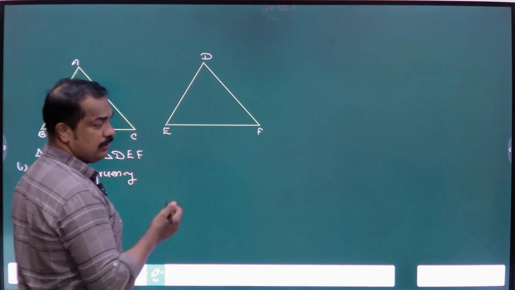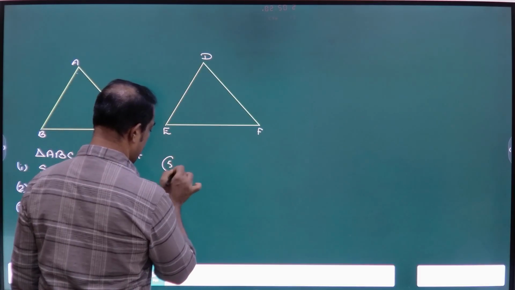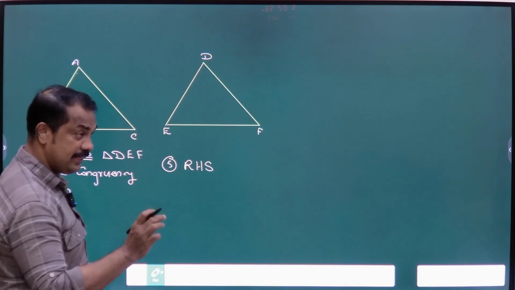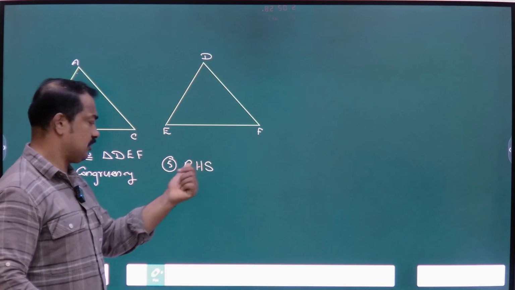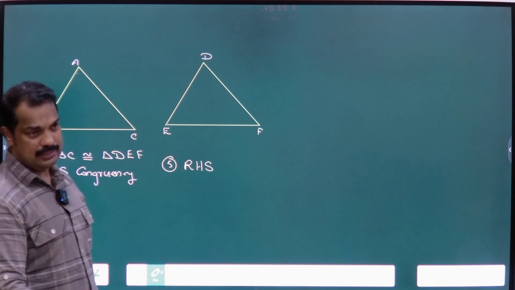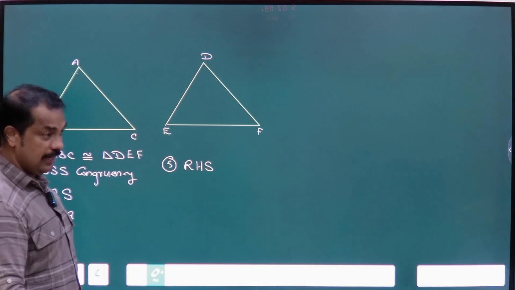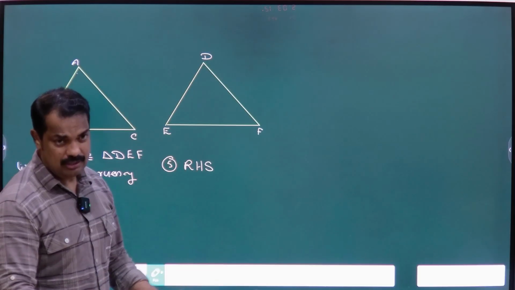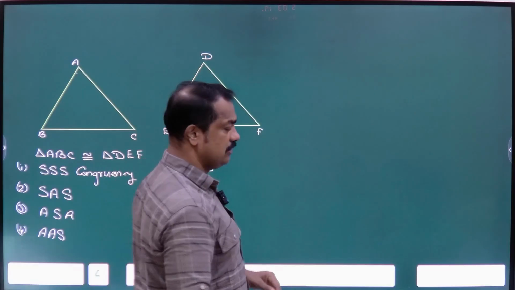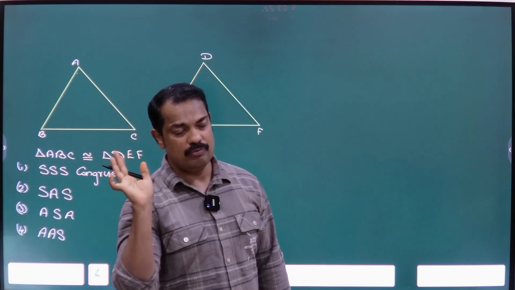Fifth is possible in the case of a right angle triangle, that is RHS. Which condition is it? R means right, meaning 90, H means hypotenuse, S means side. One angle should be 90, the hypotenuse should be equal, and one side is also equal. So we can say these two right angle triangles are congruent. A right angle triangle is congruent by which condition? RHS. If any two triangles are congruent by using these conditions, the corresponding parts are equal. Corresponding parts of congruent triangles are always equal.